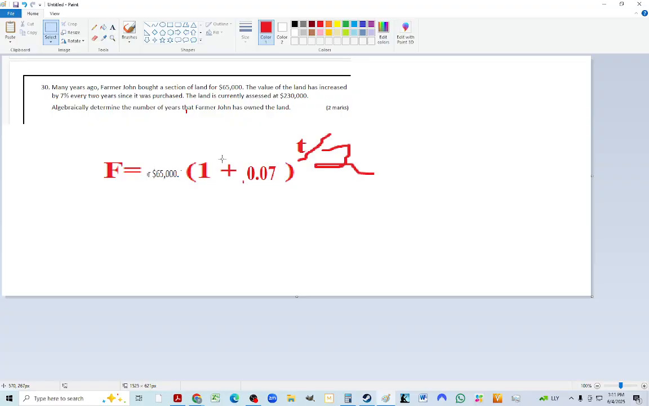And then the land is assessed. So in this case, we're going to need some algebra. By the way, 1 plus 0.07 is 1.07 here. Move it over a bit. There you go. Good enough. And they want to know when, the time, so we don't know it. The value of the final land is 230,000. So this 230,000 goes here. So this is a log question. It's only 2 marks, so I don't think it's too complicated.